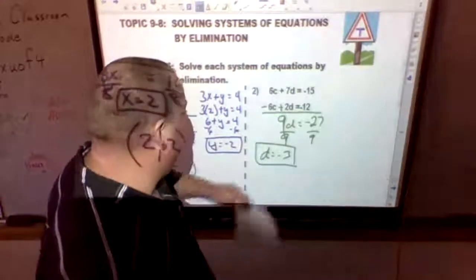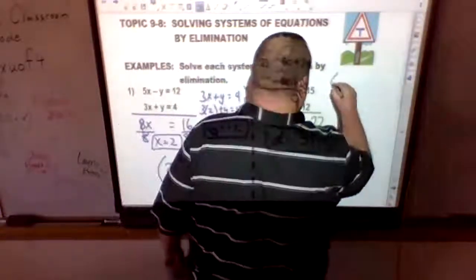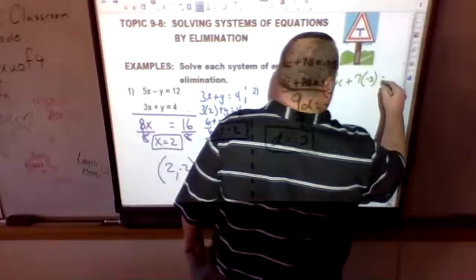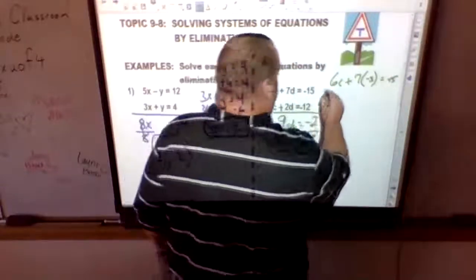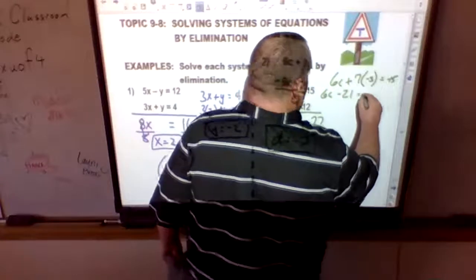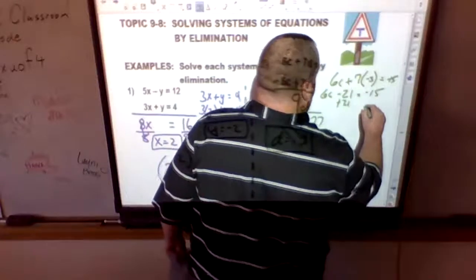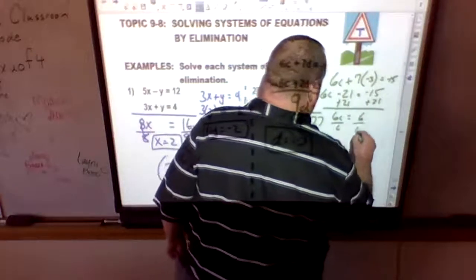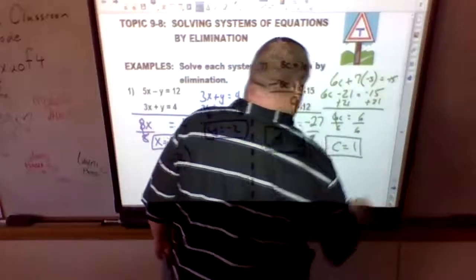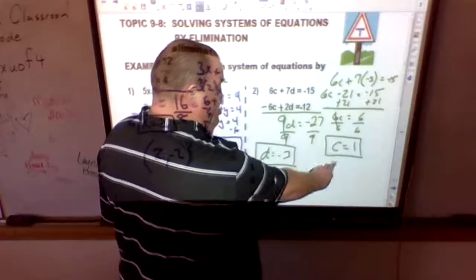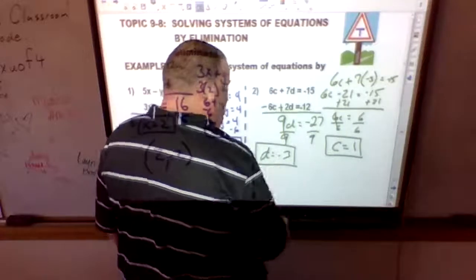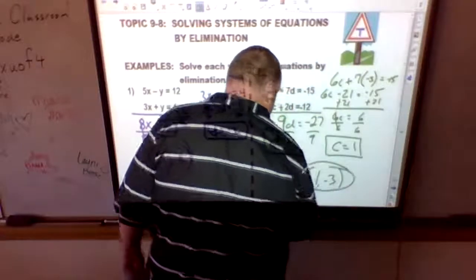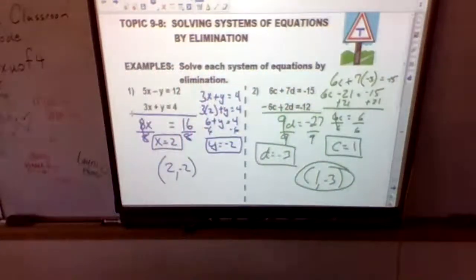So there's my D. Now I come back up here, okay, and so I'm going to have 6C plus 7 times negative 3 equal negative 15. So 6C minus 21 equals negative 15. If I add 21 to each side, 6C equals 6. Divide each side by 6. So C equals 1. Okay, so now remember, you got to put them in alphabetical order. Your X comes before Y. So C comes before D. So your ordered pair answer would be 1, comma, negative 3. That would be the answer to number 2.